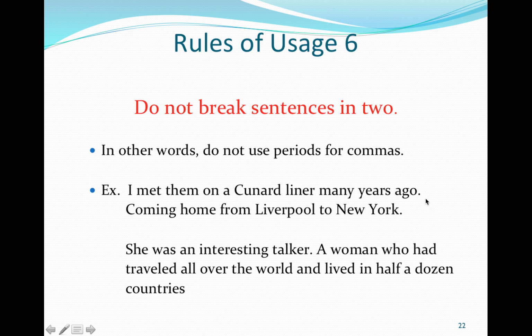Again, you should remove the period, place a comma, and make this a lowercase c. And combine this as one entire sentence with a dependent clause at the end of the sentence. Here is another example. See if you can discover which one cannot stand alone. She was an interesting talker. A woman who had traveled all over the world and lived in half a dozen countries.